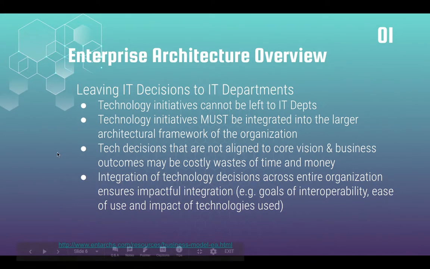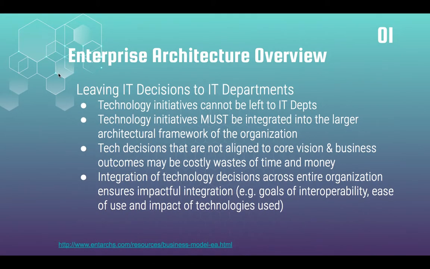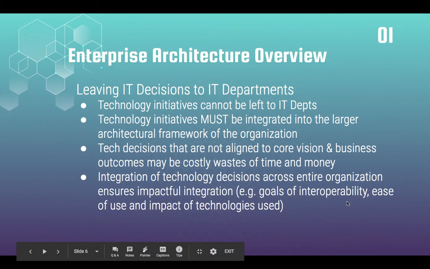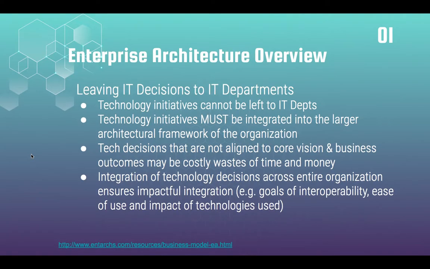And so this whole process of developing an enterprise architecture and planning really ensures that the chosen technology, whether it's applications used or how data is going to be managed, is in line with the vision and the business goals of the enterprise. And so this ensures that we have impactful integration. It can also make the technology more interoperable, or we can ensure that that's in place. We can ensure that it's easy to use given the requirements, or as easy as possible. And all of those can lead to positive impacts of technology integration.